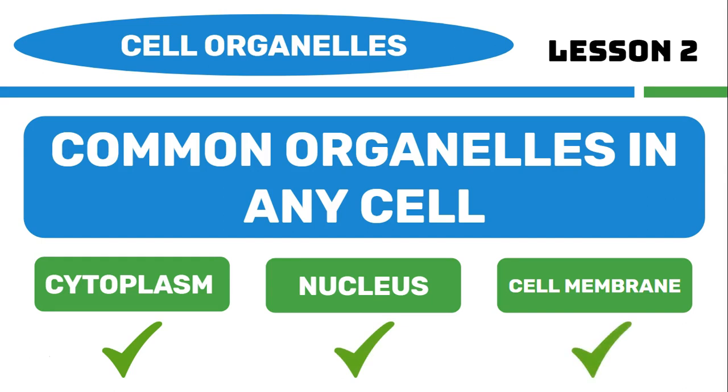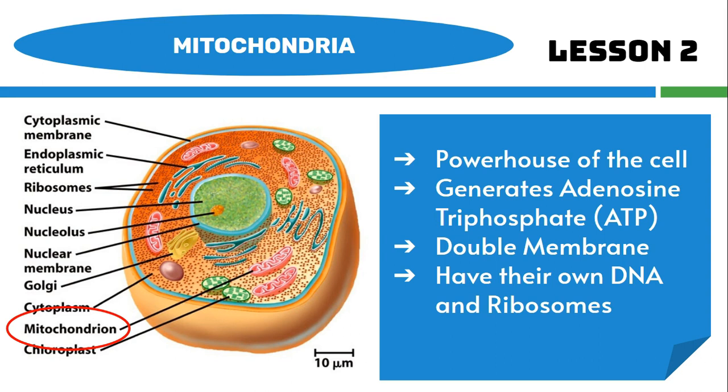Now let's talk about organelles that are not present in every cell and could differ between different types of cells. We're going to start off with mitochondria. The mitochondria is also known as the powerhouse of the cell, and this is because it generates adenosine triphosphate, ATP, which is also known as the energy currency of the cell. So the cell is powered by this adenosine triphosphate, and it's generated by the mitochondria, which is why it's known as the powerhouse of the cell.